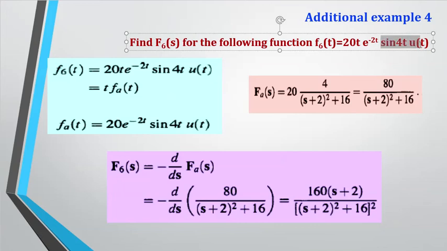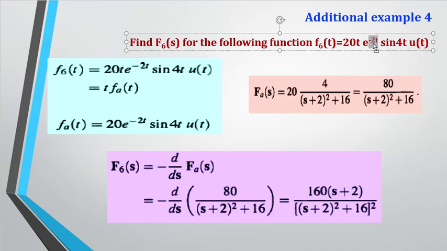Sine of 4t, of course, the Laplace transform of this is going to be 4 over (s squared plus 4 squared), because omega is 4, and you remember that the Laplace transform of sine of omega t was omega over (omega squared plus s squared). So sine of 4t, the Laplace transform will be 4 over (s squared plus 4 squared). But here we have multiplication by e to the power of minus 2t, just like what we just solved.